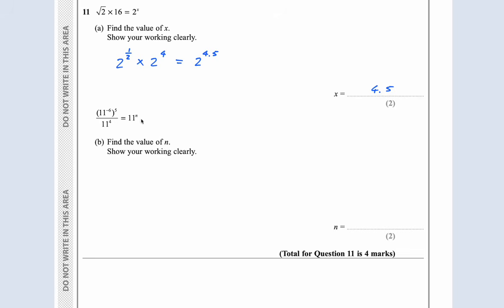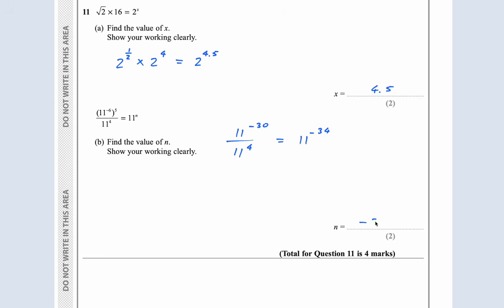This question, find the value of n. So kind of similar, but it's a little bit harder. So the top here, this is like our third rule of indices, I can multiply the powers. Minus 6 times 5 is minus 30 over 11 times 4. And then I subtract these powers because the base is the same and I'm dividing. Minus 30 minus 4 is minus 34. And there we have it. n is equal to negative 34.